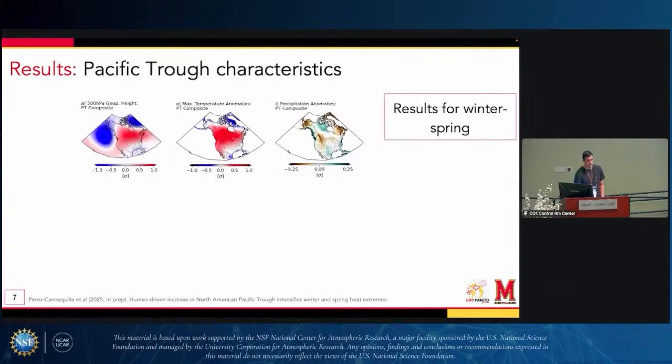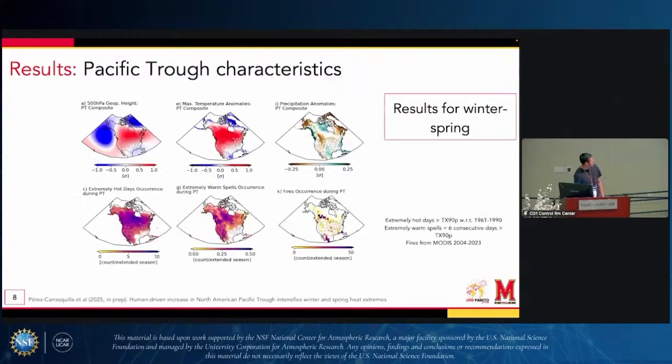And so those increases in frequency are important because once we have a Pacific Trough occurrence, we also have anomalies of temperature and precipitation. So we have increased temperature over northern North America, mainly Canada, and we also have dry conditions over the Rocky Mountains and east of the Rocky Mountains. Given those conditions, we also have increased likelihood of some extreme events when the Pacific Trough occurs. So we have increased likelihood of extremely hot days and extremely warm spells, as well as fires, especially over Canada again.